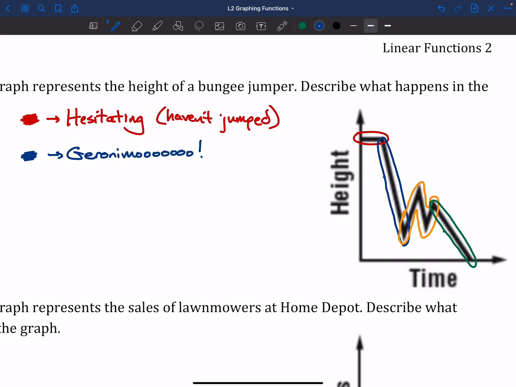Right? So this is where we jumped, right? This is our big first fall. So we're traveling down pretty quickly, right? We're succumbing to the forces of gravity.